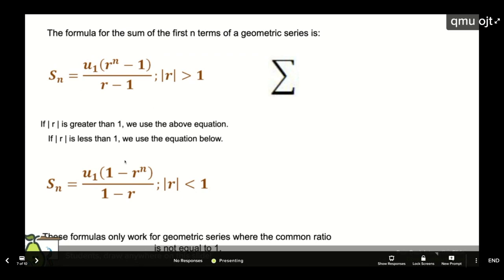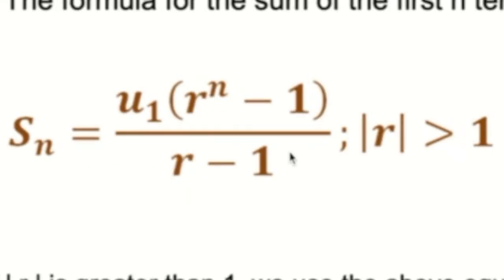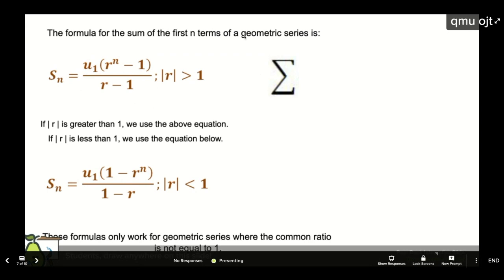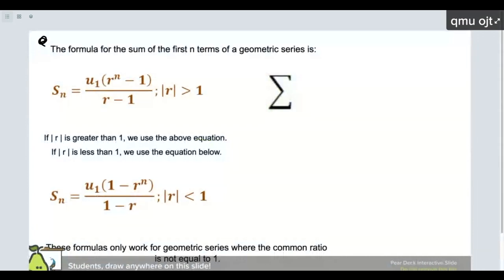But we have 2 here. If R is less than 1, we put it in the bottom one. If R is greater than 1, put it in the top one. And you see this little funny looking E up there. What that means is sigma. Sigma means summation. This is sigma, that means sum.